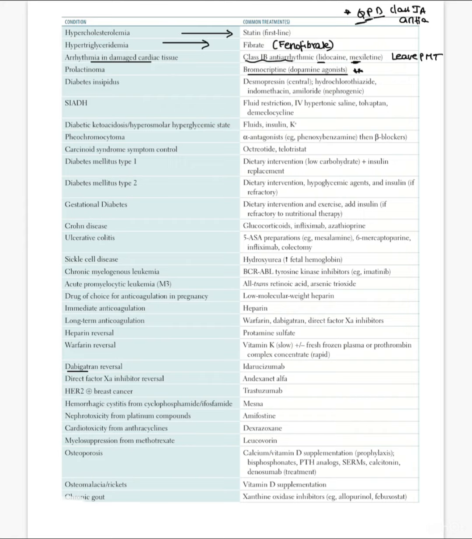Okay, that decreases the dopamine. So we need to increase the dopamine. Diabetes insipidus, guys. What happens in diabetes insipidus, guys? We have a decrease in ADH. Okay, when there is a decrease in ADH, so what is the work of ADH, guys?